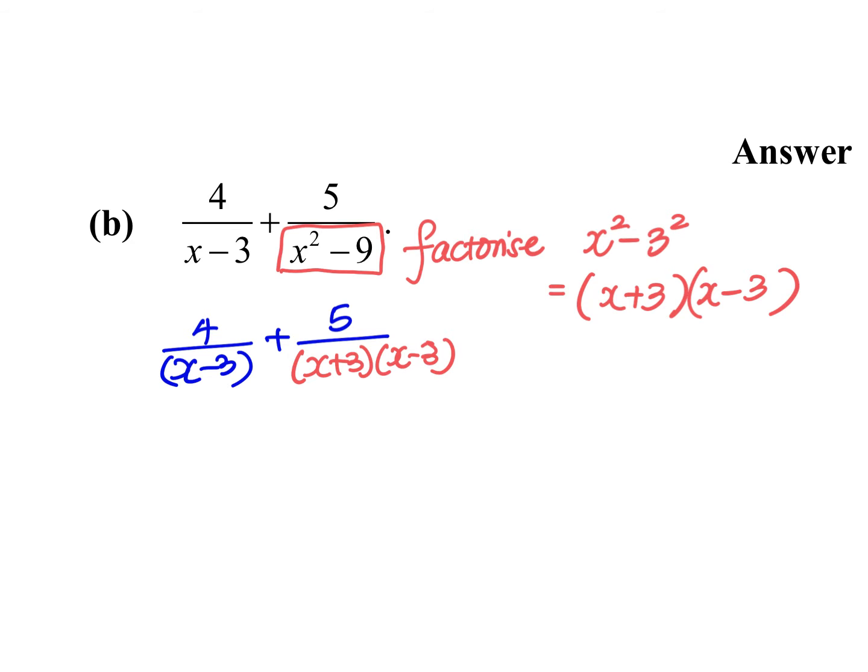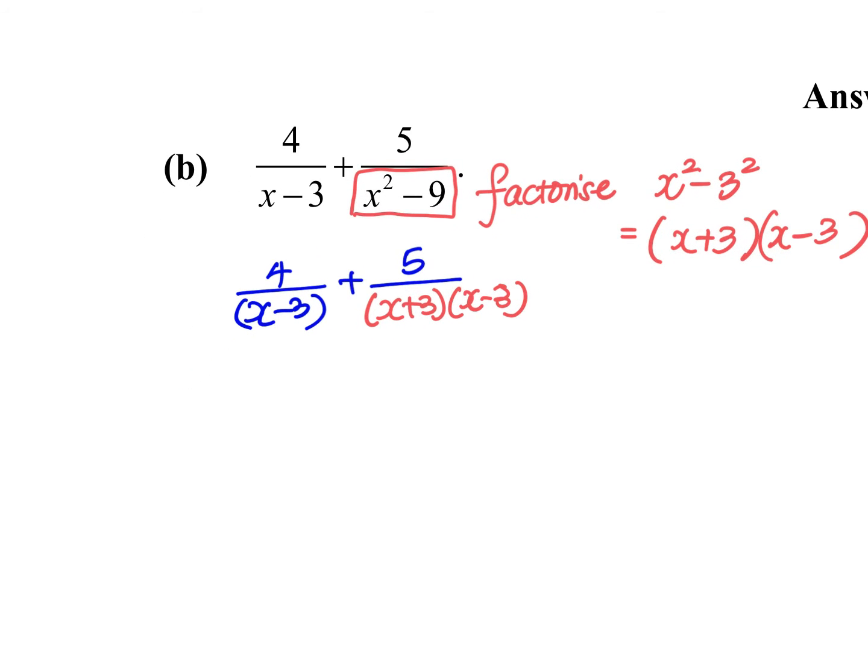Now what do I need to multiply? This one is x plus 3, that one x minus 3. Then I multiply one more to this side, right? x plus 3. This is a positive sign, so lesser worry, no trap.